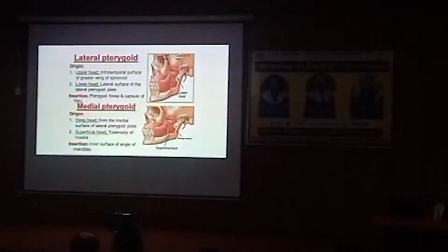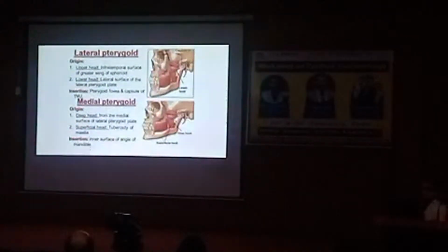Muscular anatomy. Both the muscles have two heads. Lateral pterygoid: the upper head arises from the infratemporal surface of the greater wing of the sphenoid, and the lower head from the lateral surface of the lateral pterygoid plate. Insertion is into the pterygoid fovea and the capsule of the TMJ. That is why it helps in the opening of the jaw.